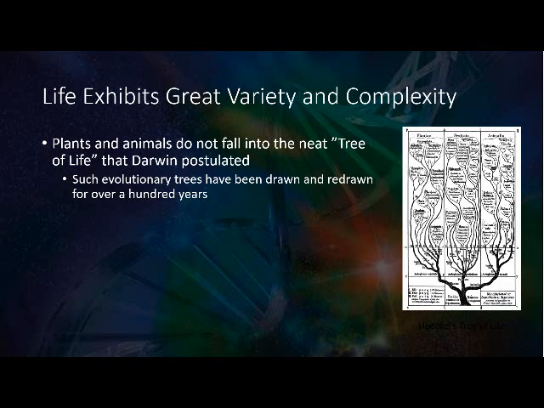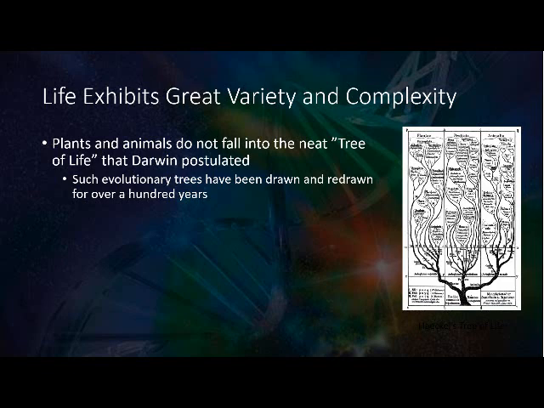So I put a copy of one of Haeckel's drawings, and that's an example of what was postulated back in the time of Darwin. Evolutionists have been drawing these evolutionary trees, showing the descent of all of the plant and animal types from a single one-celled organism. They haven't really, I don't think, agreed on a firm tree of life.